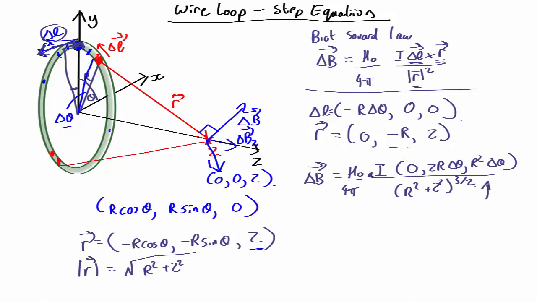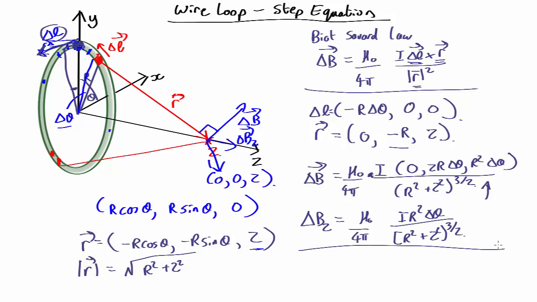Now all we need is a z component because we've agreed the x and y components are going to add up to 0. So we find that delta Bz is equal to mu0 over 4 pi, I r squared delta theta, all over r squared plus z squared to the 3 halves. Very similar to what we've done before. So we could numerically add them all up. If you want to do that, go ahead. I'm going to jump straight to a calculus solution in this case.